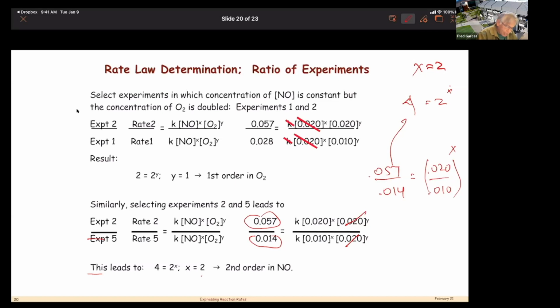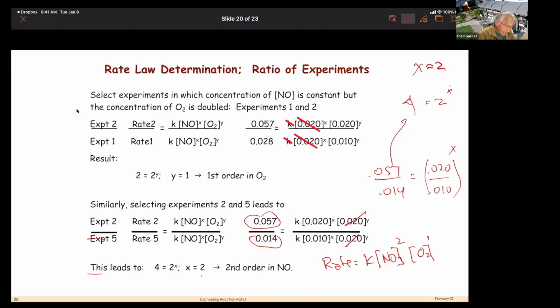So we can write a rate law. We can say that the rate is equal to K [NO] to the second, [O2] to the first. Now, how do we calculate K?